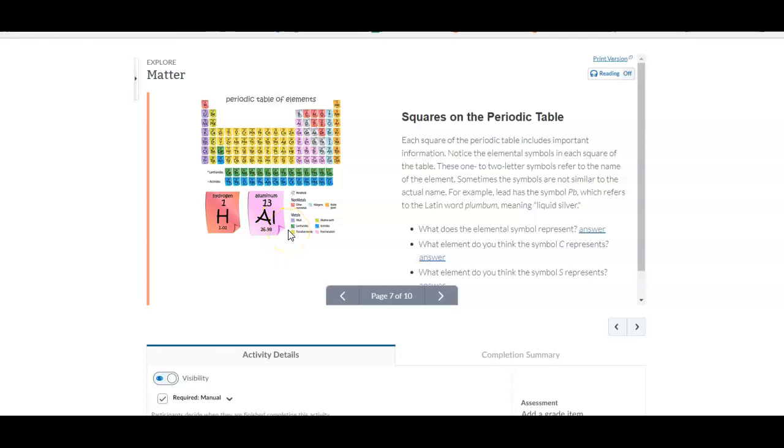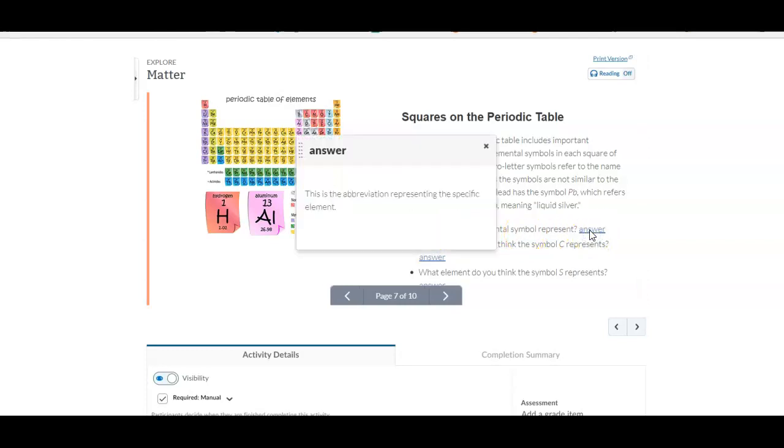So let's see, sometimes the symbols are not similar. For example, Pb, that element is lead. So it's from the Latin word plumbum, and that means liquid silver. So what does the element symbol represent? That is the abbreviation representing the specific element.